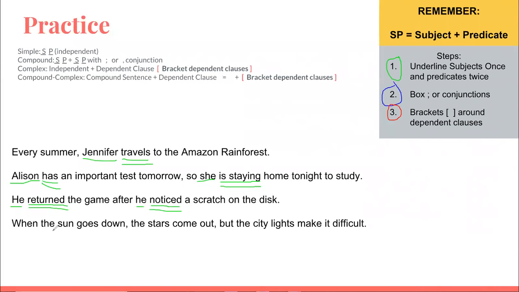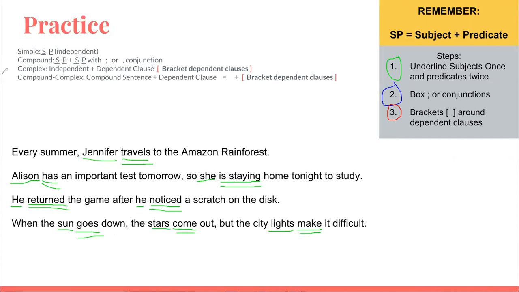Okay? When the sun goes down. So goes is a verb. What goes? That would be the sun. Come is a verb. The stars do the coming out. The city lights. Make is a verb. And what make? The lights make. Okay, so I've got all my lines. I did step 1, check.